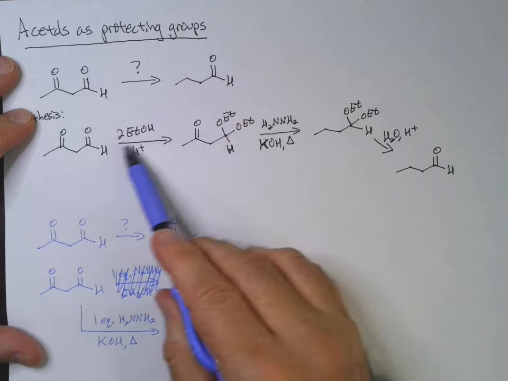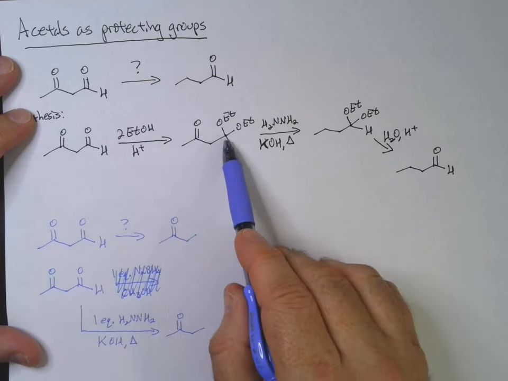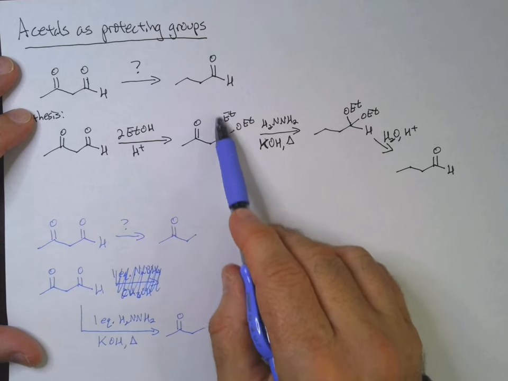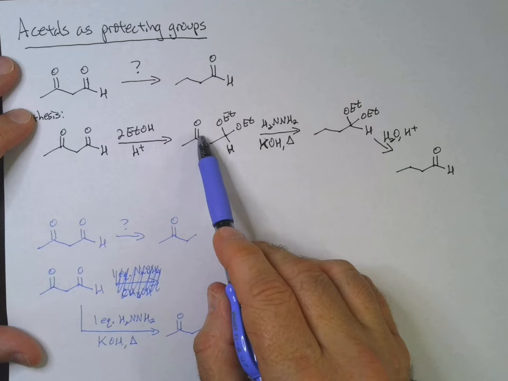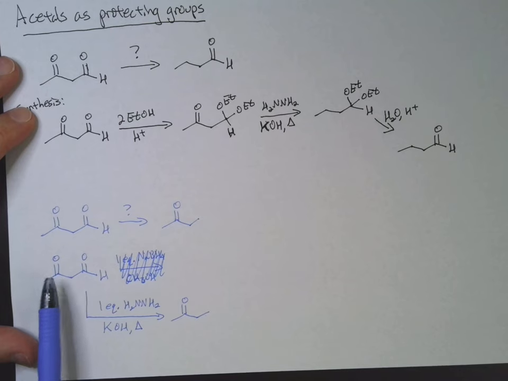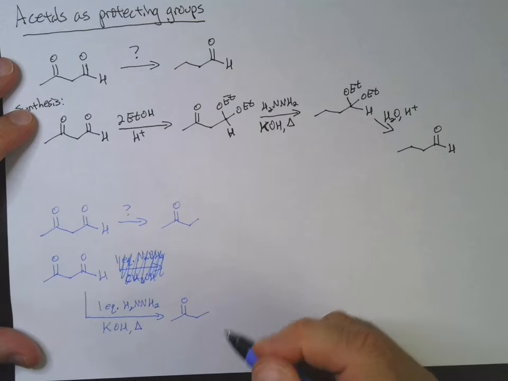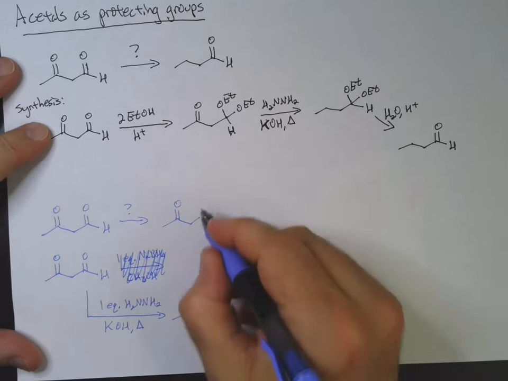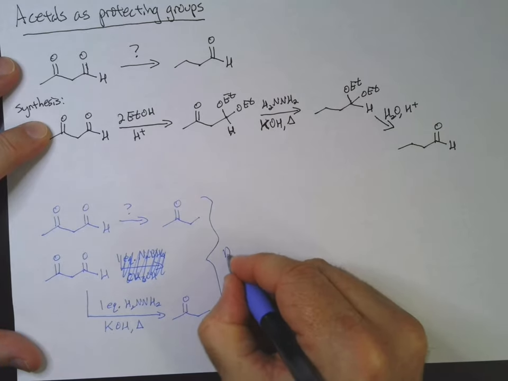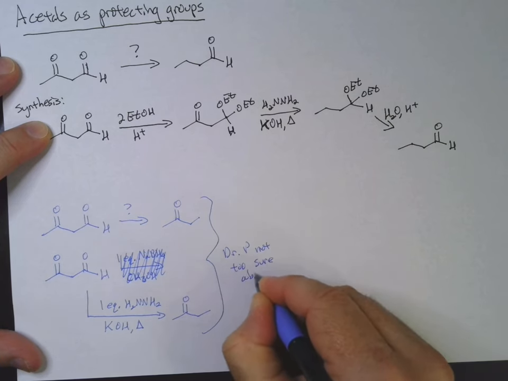That's why this protection scheme works here, because the aldehyde is more reactive, so it will tend to form the acetal, the ketone won't, and now I can reduce the ketone. Here I'm trying to take advantage of the increased reactivity of the aldehyde. The only problem is these conditions are pretty reactive, so I might get a bunch of that guy reacting too. So, yeah, I don't know. Not sure this is the best approach here. Dr. P, not too sure about this.